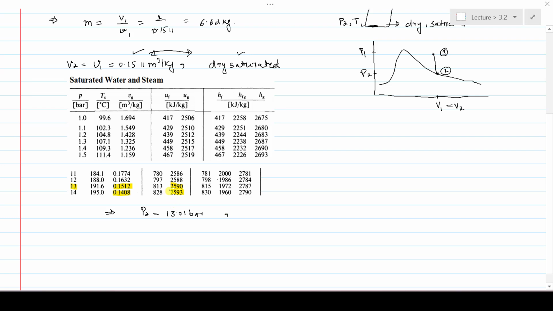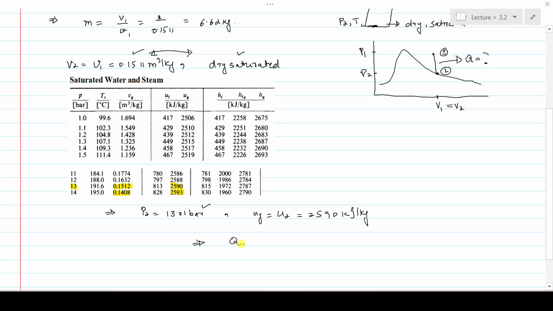And similarly the Ug value, that is equal to the U2 value, the internal energy. This is to find the heat rejection that takes place during this process.